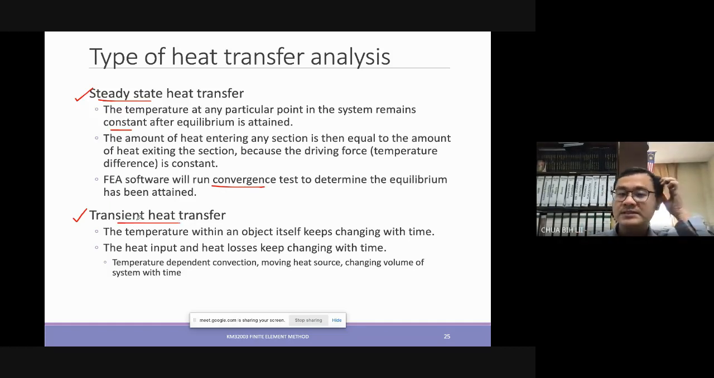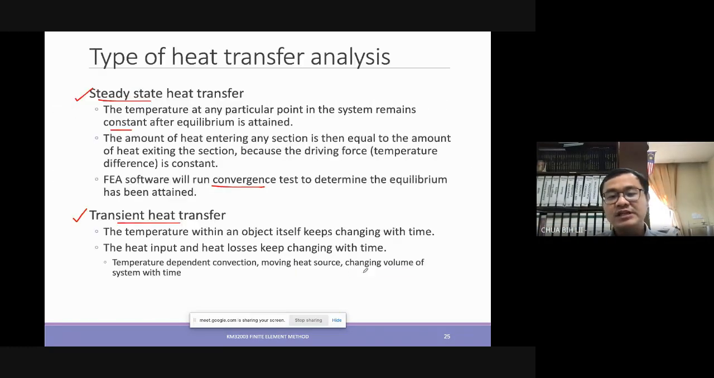Also, in a certain case, you may want to know how the temperature actually changes if you are heating it at one time, and how long it takes for the temperature to spread through the surface. In that case, you may also want to run a transient type of heat transfer analysis.